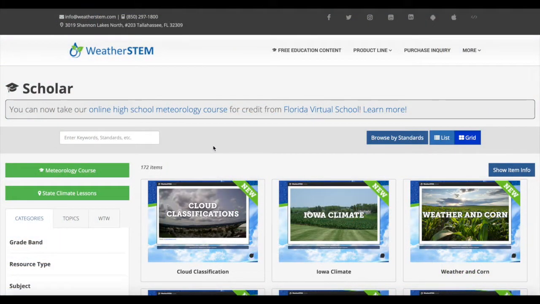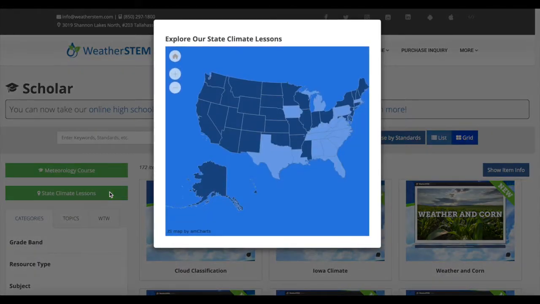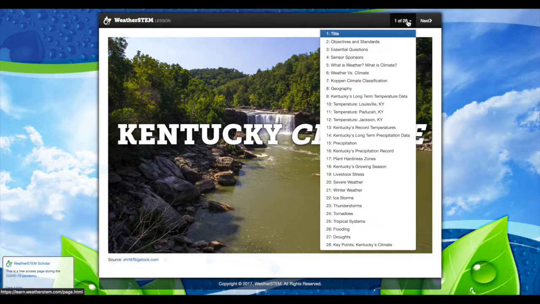One resource to examine different climates in the United States is the WeatherSTEM State Climate Series. Lessons in this series provide an overview of the geography and geographical influences that help define and drive the climate and weather of each state. In these lessons, narratives describe extreme weather events observed in the state, including information on winter weather, flooding, and droughts.